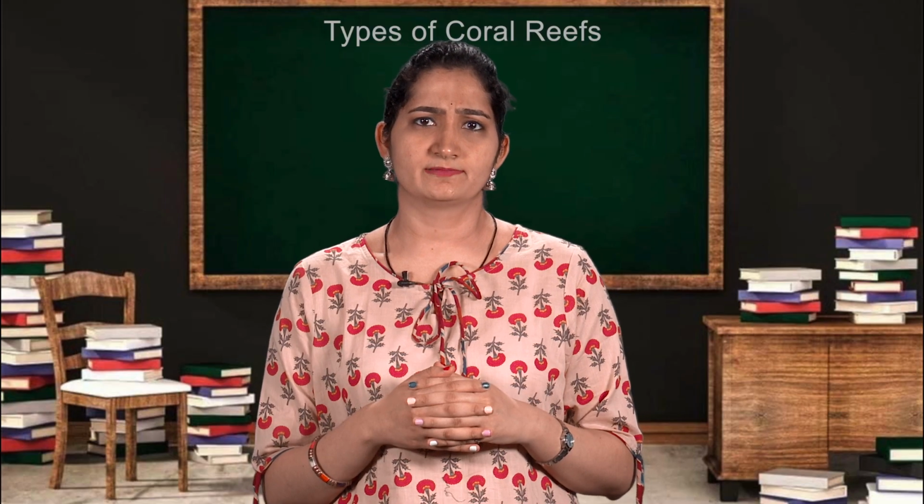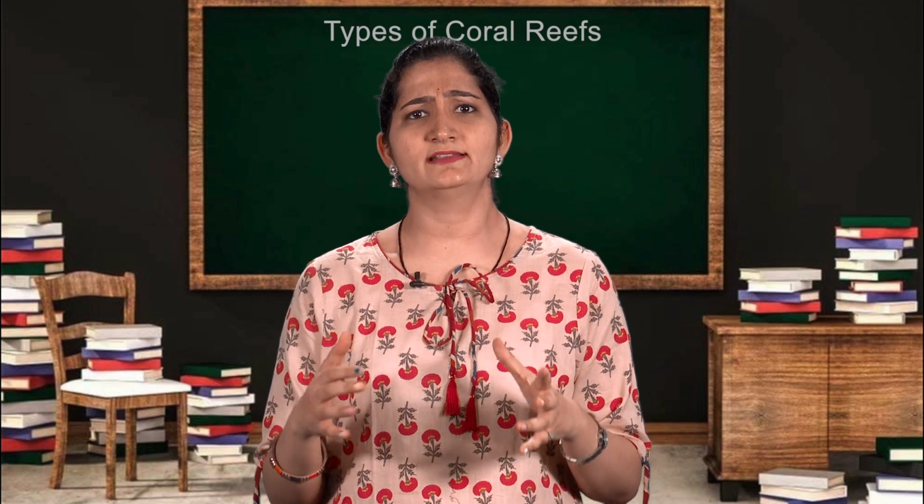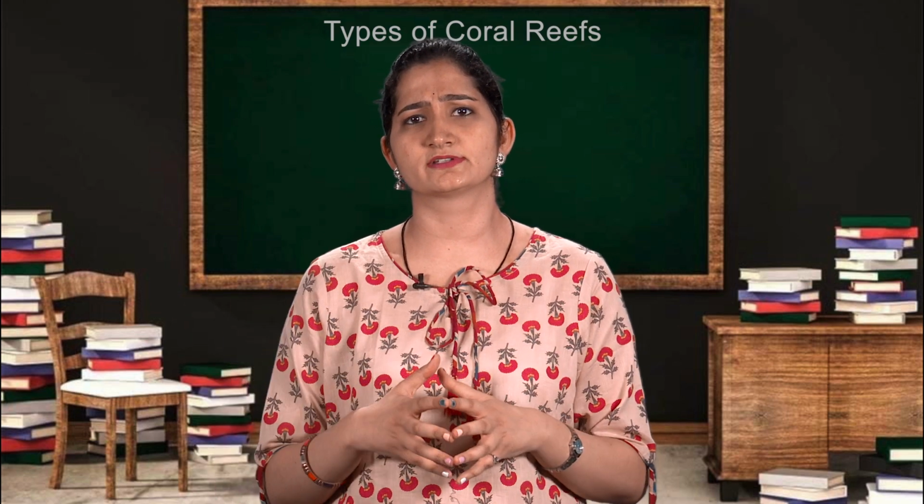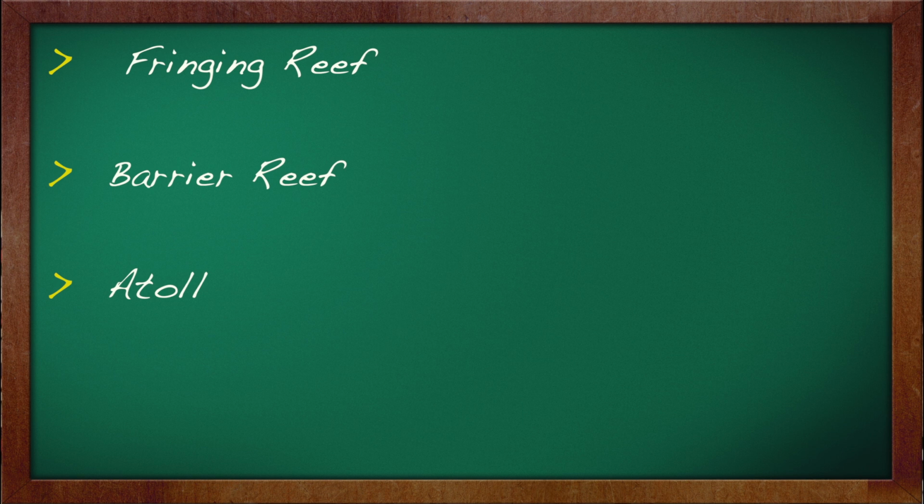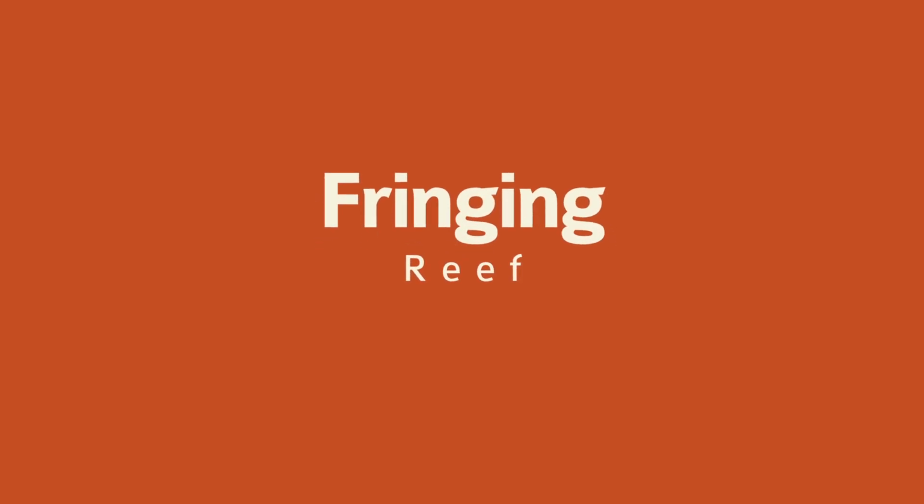Types of coral reefs. The following points highlight the three main types of coral reefs, the types being fringing reef, barrier reef and the atolls. Type 1, fringing reef.